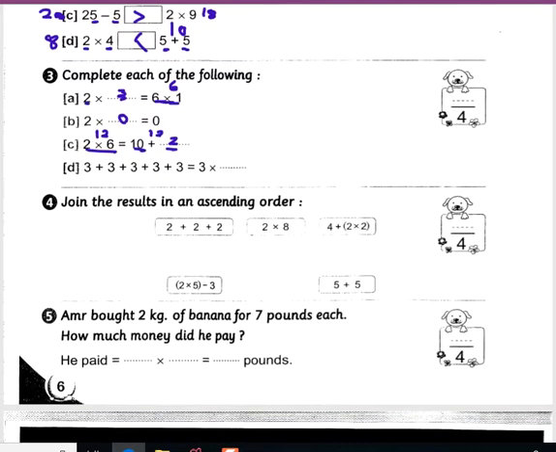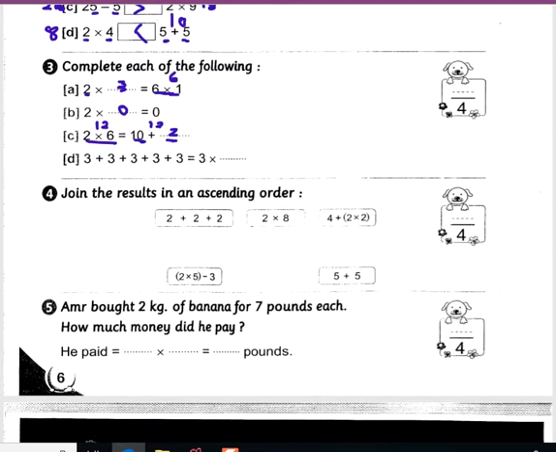Number D, he said 3 plus 3 plus 3 plus 3 plus 3. Count how many times we repeated 3. 1, 2, 3, 4, 5. So here we'll say 3 times 5.